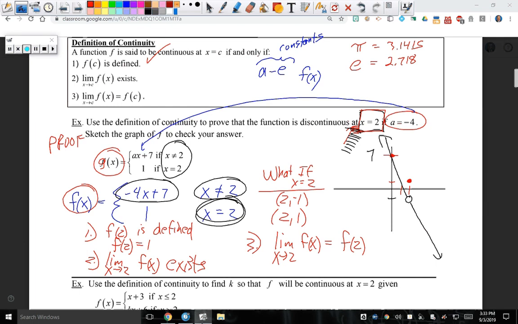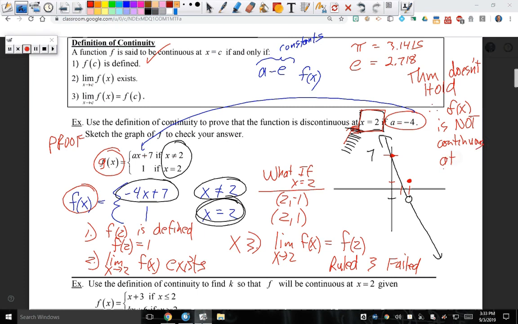Okay? Rule 3, true or false? False, right? So you'll say, because rule 3 failed, therefore the theorem doesn't hold, therefore f of x is not continuous at x equals 2. Questions?